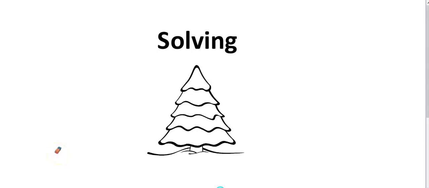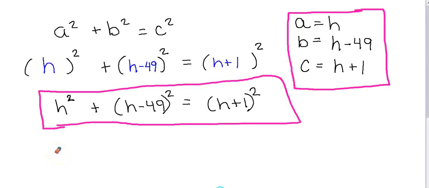Okay, let's solve the Christmas tree problem. This is where we left off. We have set up an equation to solve, but we also need to remember that this equation is related to A, B, and C from the Pythagorean triangle.